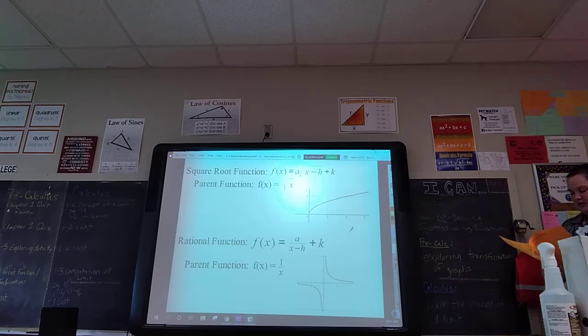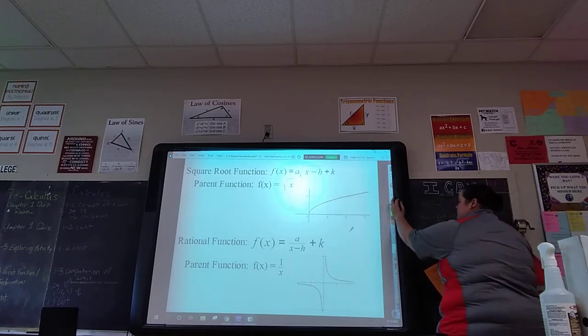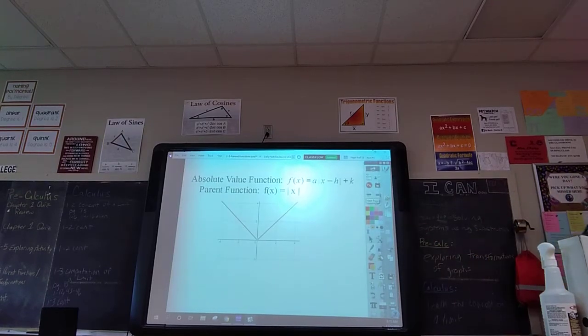So we have 1, 2, 3, 4, 5, 6, 7 different families of functions that we're going to work with. Okay, so we had constant, which we won't see a lot happen with, linear, quadratic, cubic, square root, rational, and finally absolute value. Again, because it's an absolute value function because it has an absolute value in it. Okay, so it creates a little bit different of a graph.